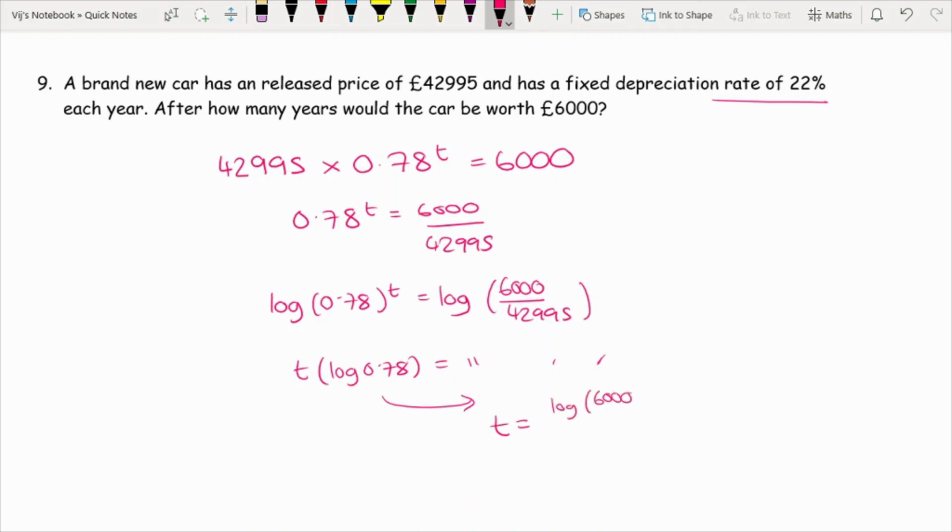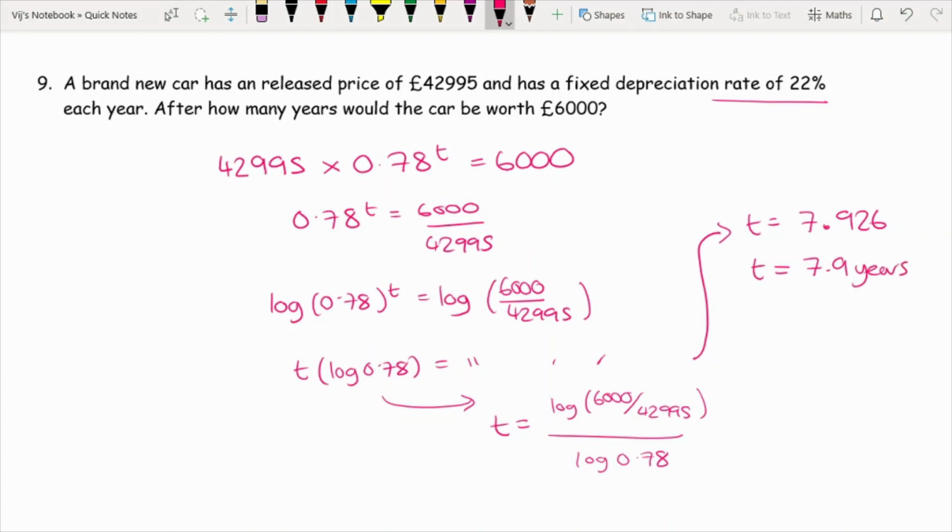6,000 over 42995 divided by log 0.78. Now note how I've not reached for my calculator at all, and I'm using the exact values rather than any rounded answer, which is something that I certainly would recommend that you do. And then if I type that into my calculator, I'm going to get 7.926 to 3 decimal places. So t is going to equal 7.9 years.